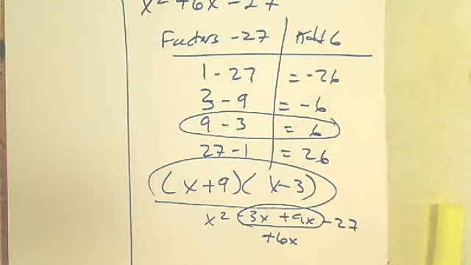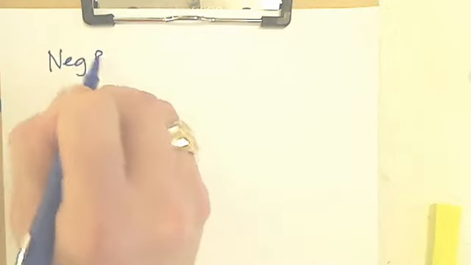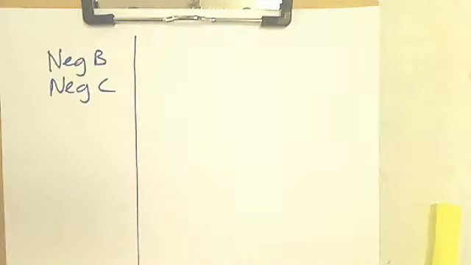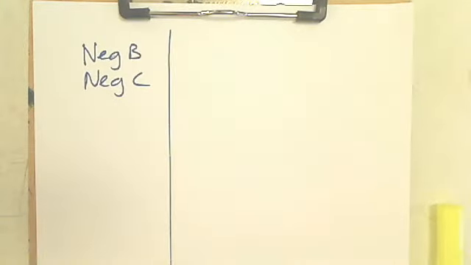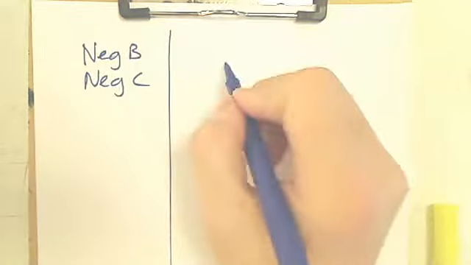Questions? All right, last one and we're done. Last topic. What happens if you have both negative b and negative c? Can they both be positive? Can they both be negative? No, they cannot, because when you multiply two negatives, it makes a positive. We want a negative c. Example.